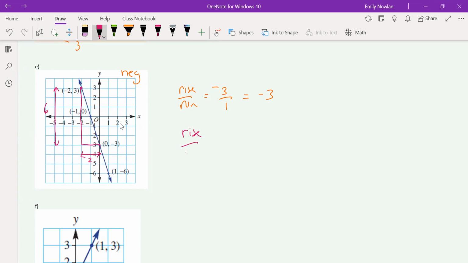So I still could have done it this way. My rise of 6, my run of 2, it's a negative line. I know it's going negative. 6 over 2 is 3, so it would have been -3. Either way, you get the same answer.